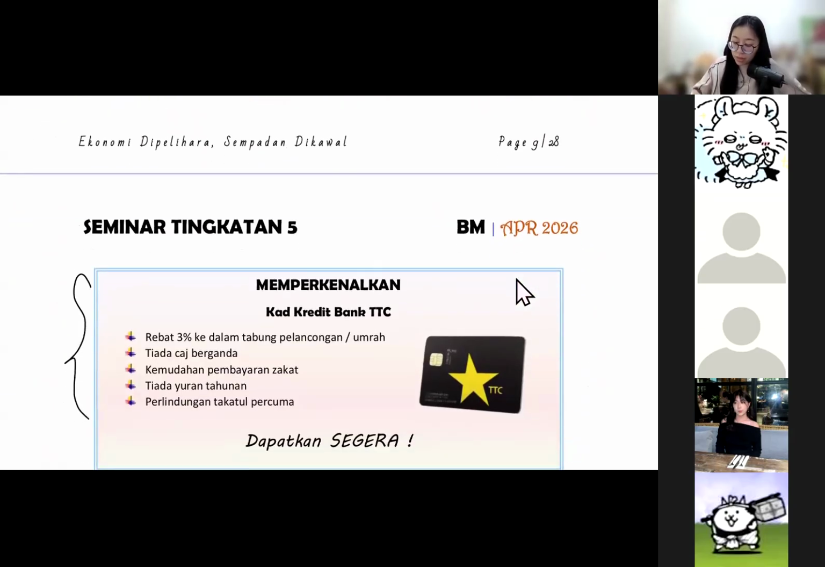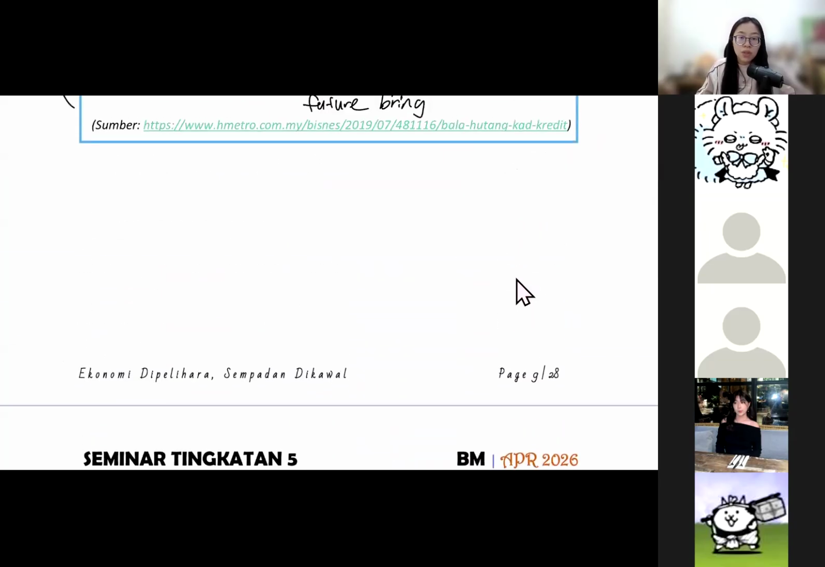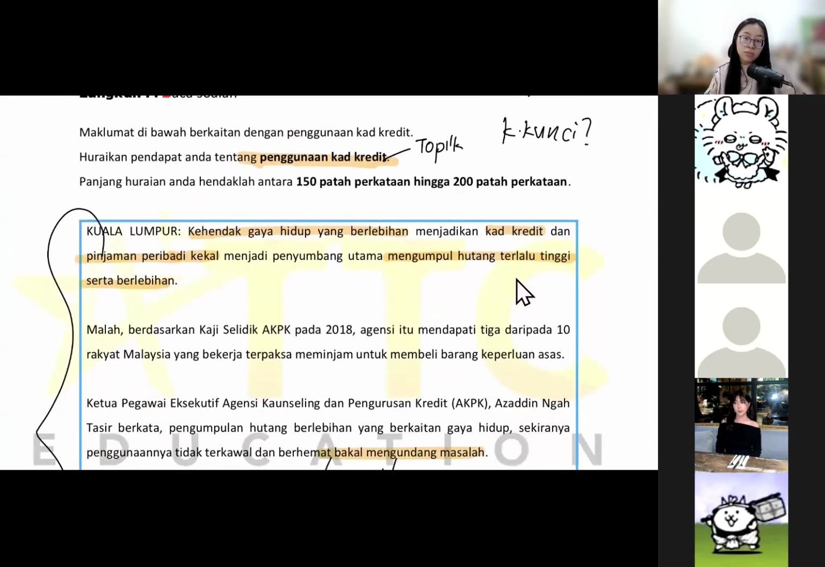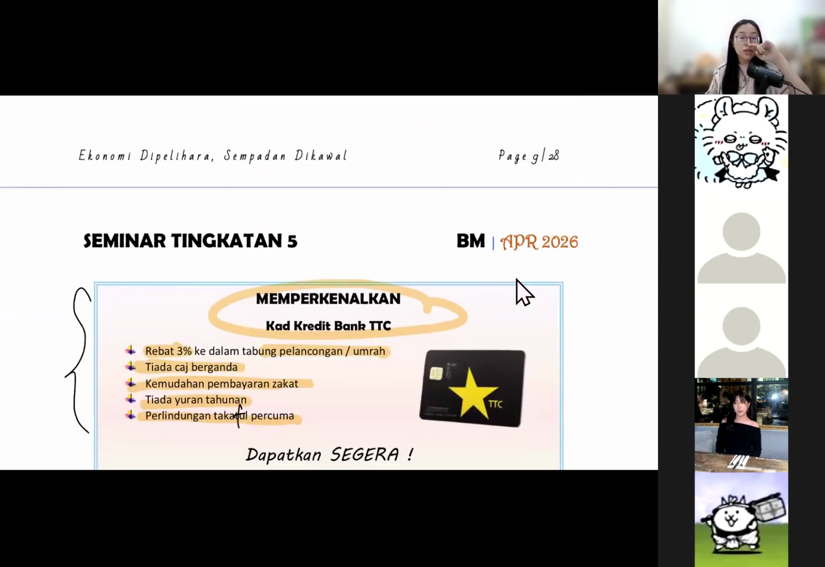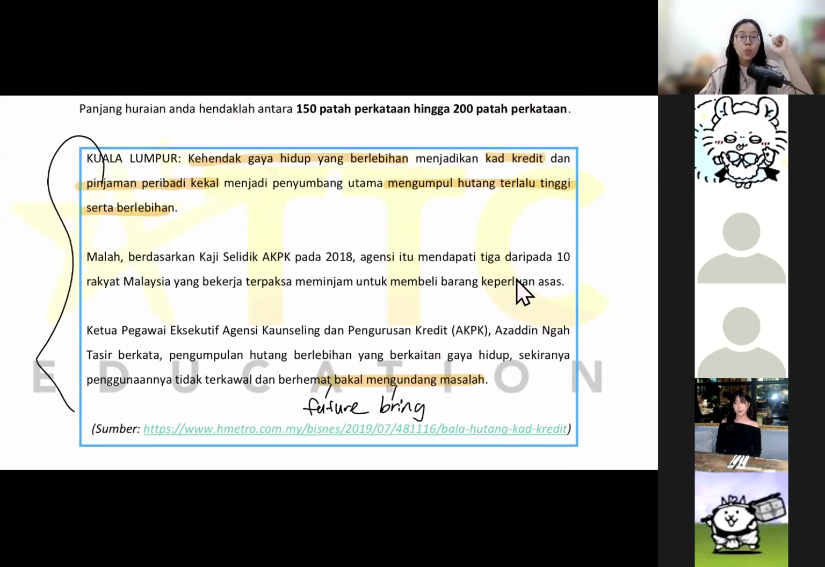Now, the next one, they say, kad kredit bank TDC, rebate 3% ke dalam tabung pelancongan atau umrah when they go for haji lah. Tiada charge berganda, which doesn't have a multiple charge. And then, kemudahan pembayaran zakat for Malay lah. They want to pay the zakat. And then, tiada yuran tahunan that doesn't have a yearly fees. And then, perlindungan takaful, having to change to takaful. Okay, which is to have an insurance to protect. So now, what do you think is your keyword? One mentioned hutang. One mentioned about, oh, I got rebates, got insurance protecting. So what is the keyword? What do you think?